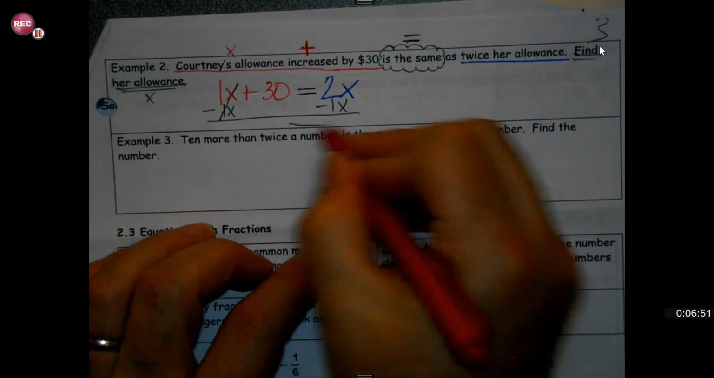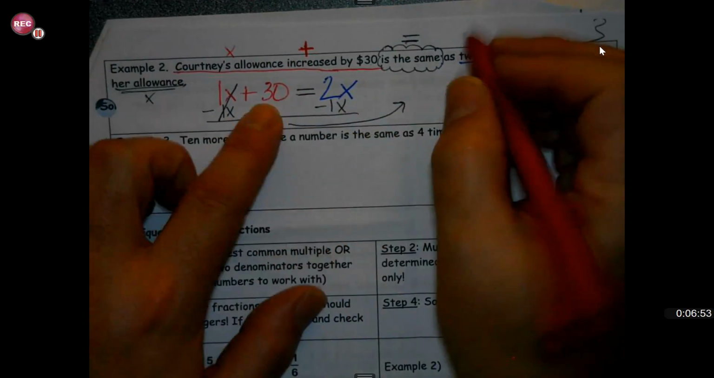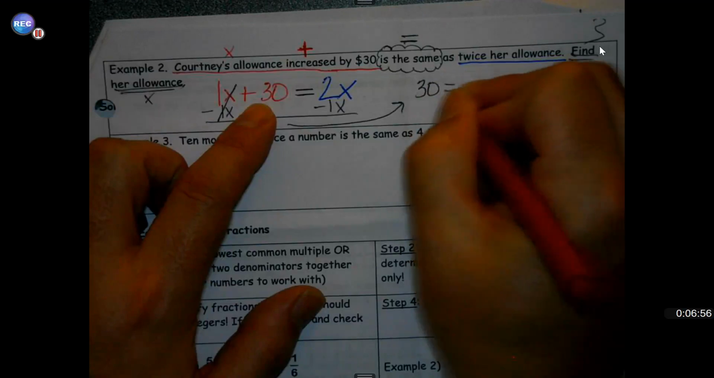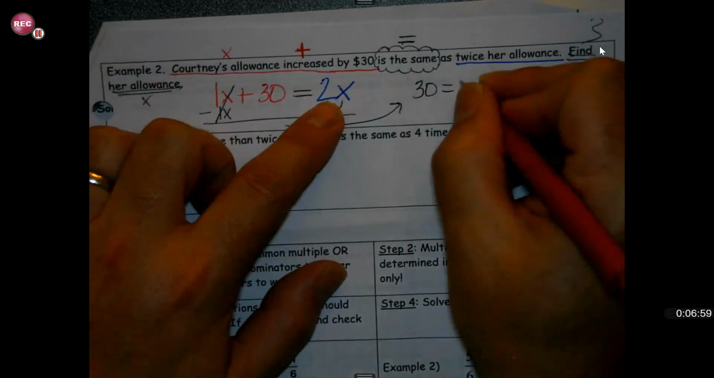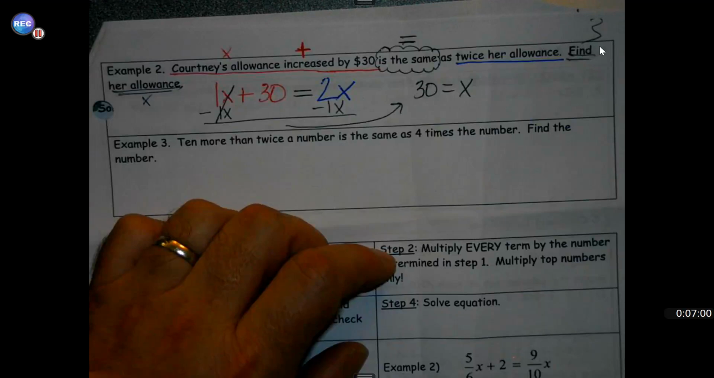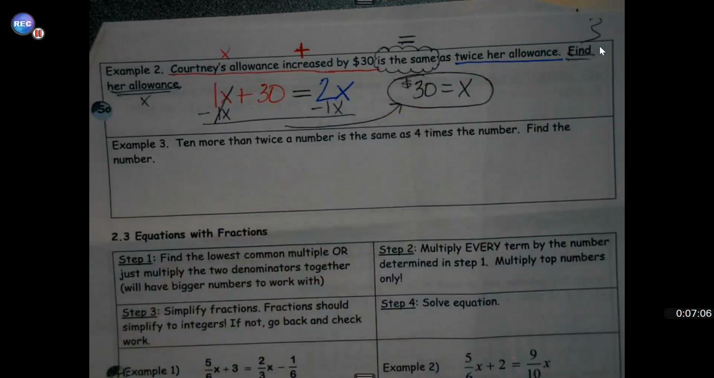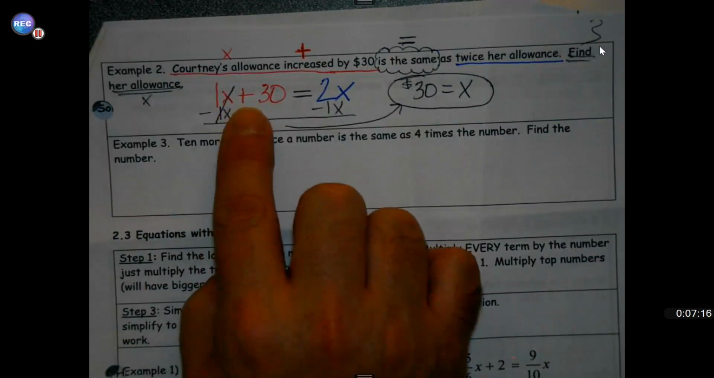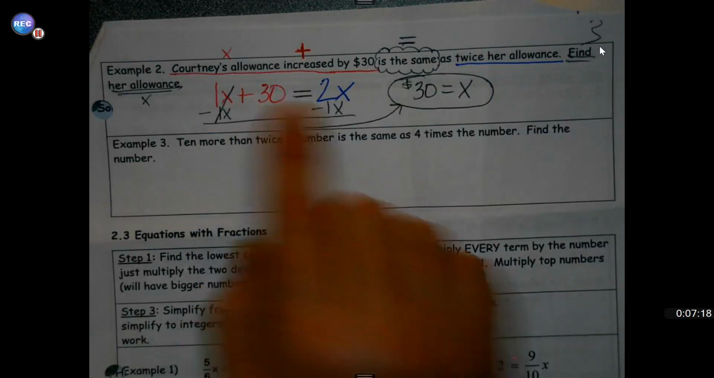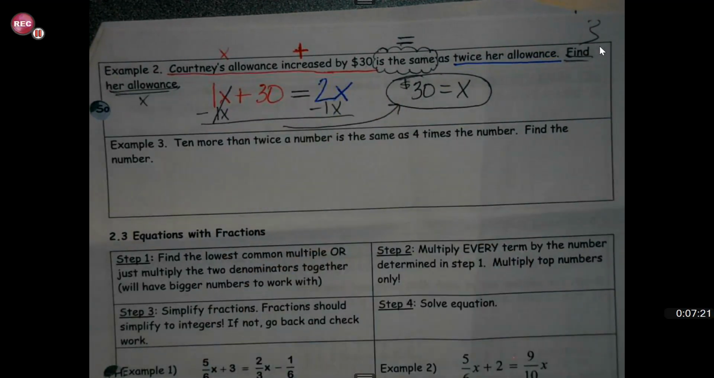I'm going to move my answer over here since I wrote a little big over there. So I got 30. 2x minus 1x is just x. We've already got that. So it looks like Courtney's allowance itself was $30. Now, if I wanted to check, it wouldn't be hard. I'd just be like, hey, 30 plus 30, that's 60. 2 times 30 is also 60. Okay, they equal. That works, and I can make that be the case.